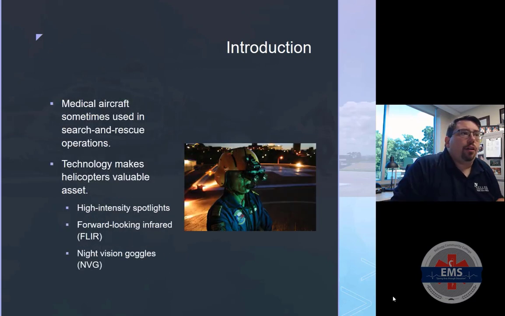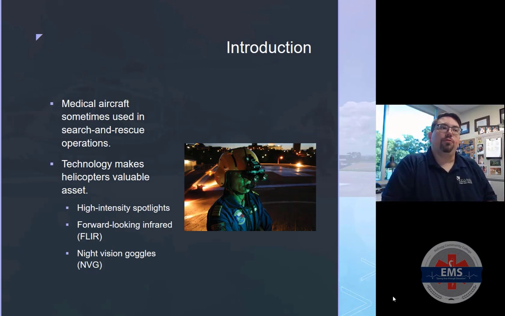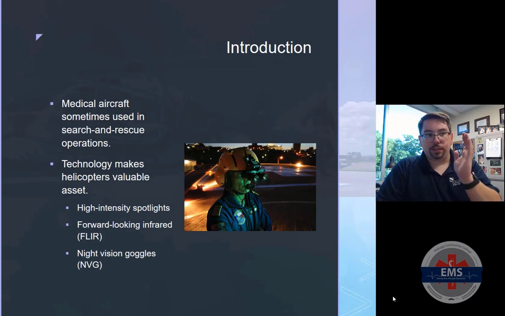Now, modern aircraft are going to have a lot of different components that we see. They're not just used for medical transport, but they're also used for things such as search and rescue operations. In order to make these modern aircraft effective, there has to be a lot of technology that goes into them to make sure that they're actually a valuable asset to us in EMS or for rescue purposes. These include things like making sure they have high intensity spotlights so they can see what's going on in the dark or in the distance. They can know what their landing zone looks like, identify hazards. They also need to have forward-looking infrared or FLIR, where they're actually able to operate without visual components. We'll talk a little bit more about that. And then night vision goggles so they can actually see at night.